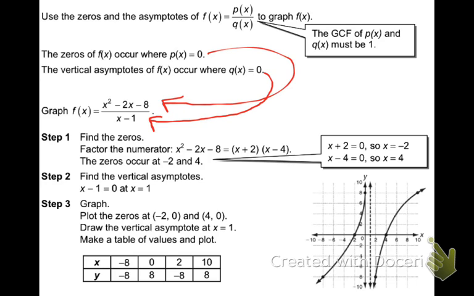So I'm going to find zeros, working on factoring our quadratics. And my vertical asymptotes are still where the denominator cannot equal 0. As I look at this, they factored the numerator, and I get my zeros. My zeros come out to be -2 and 4. Does everybody understand where we get -2 and 4 there?